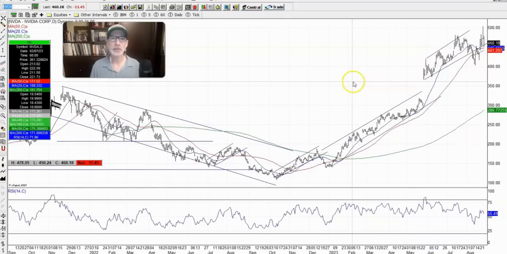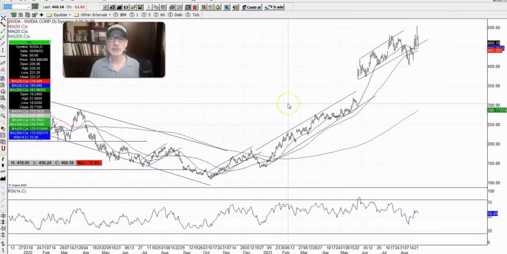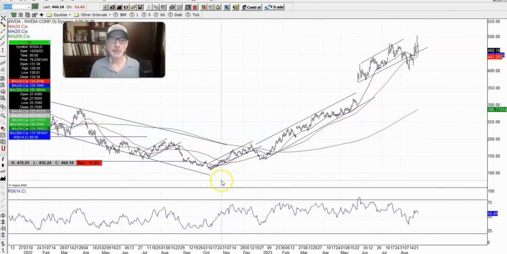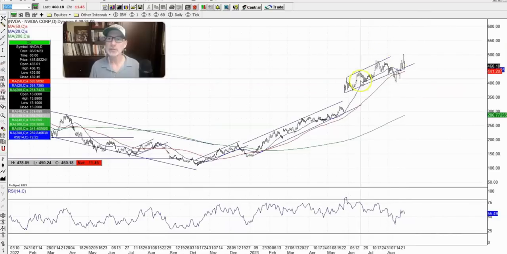Let's look at Nvidia, because Nvidia is just such a monster of a stock. It plays in the computer chip sector, also in the AI space, artificial intelligence. Nvidia is up over 200% this year. Back in October of 2022, it was in the low 100s, and now it's just tagged up over 500 this week. So it's just been a monster, and it keeps making these gaps into these new uptrending channels. It's sort of in this channel here.